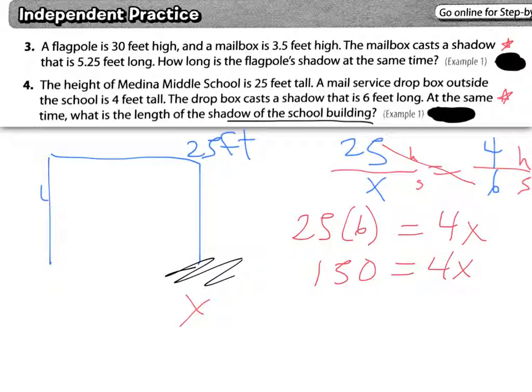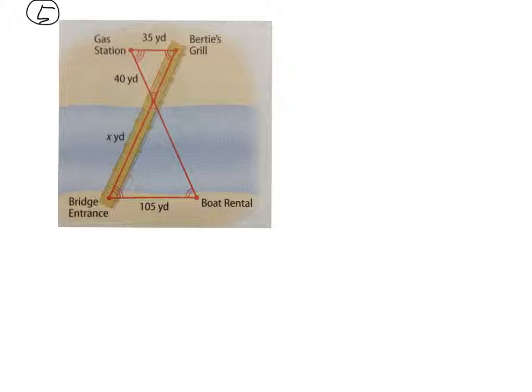Now we want to get x by itself, so we undo it by dividing by 4. When I divide 150 by 4, I get x equals 37.5, and we're measuring in feet. So again, you would restate that as the shadow for Medina Middle School is 37.5 feet. Alright, number 5.